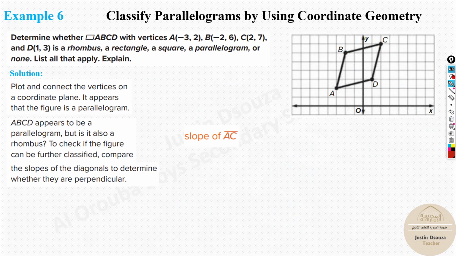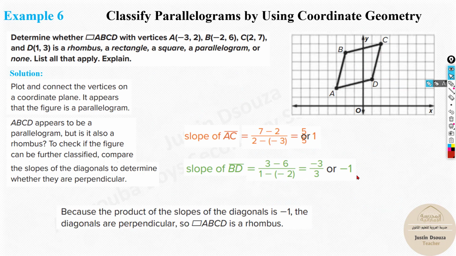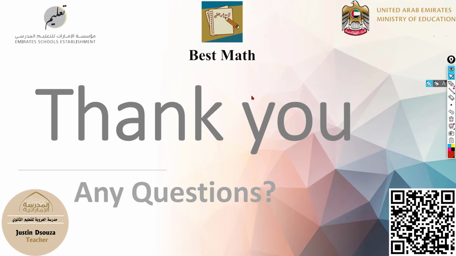Now we can prove it like that. We can say it's 1 and minus 1. So hence the product of the slopes is negative 1, and hence the diagonals are perpendicular. If the diagonals are perpendicular, it's a rhombus, whereas if it's a parallelogram, it may not be perpendicular. So there are various ways to solve this. Ultimately, you'll get the same answer, and that's it.